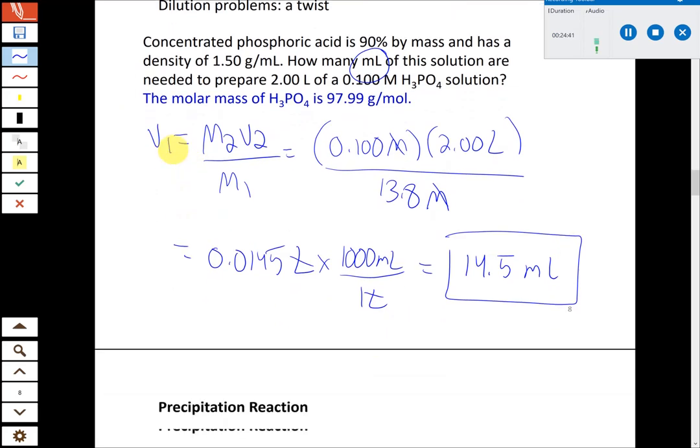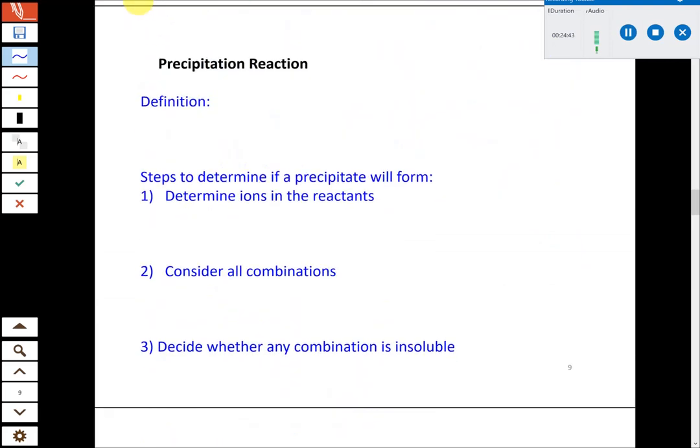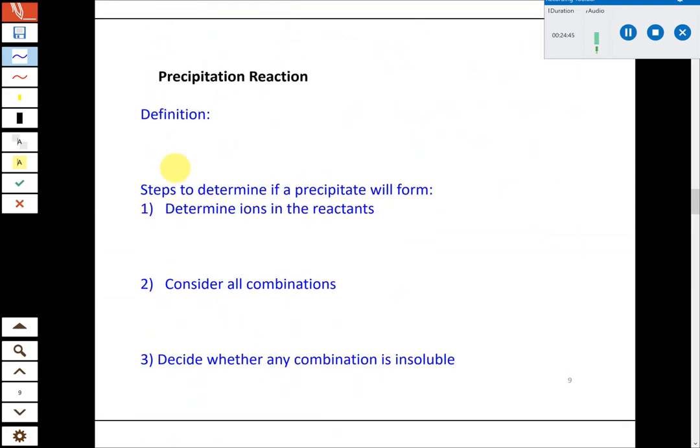Okay, so now we're going to start talking about the different kinds of chemical reactions that happen in aqueous solution. So there's going to be 3 types that we'll cover, 2 of them today, 1 next time. The first one that we're going to talk about is a precipitation reaction.